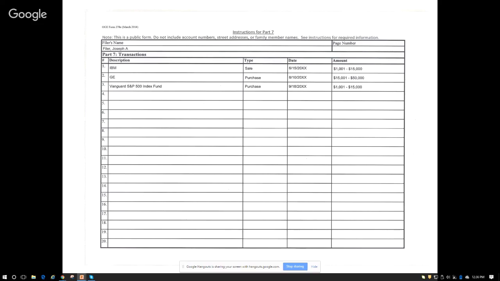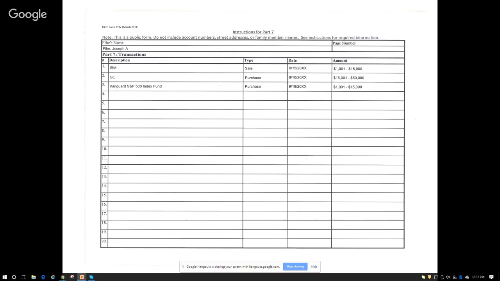Okay, let's move on to entry number 3. Vanguard Standard & Poor 500 Index Fund. It's a purchase during the reporting period of a reportable amount. Since that entry appears to be a mutual fund, it would qualify as an EIF, which would not be required to be reported on a 278T.